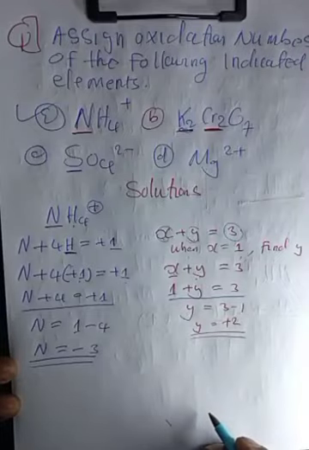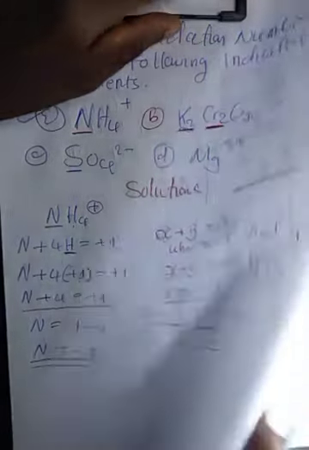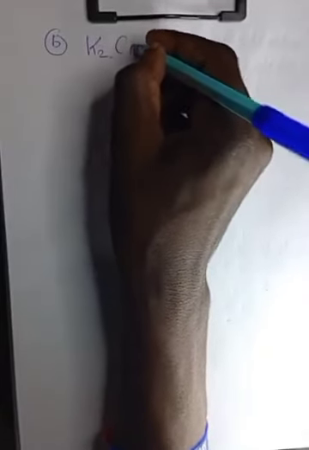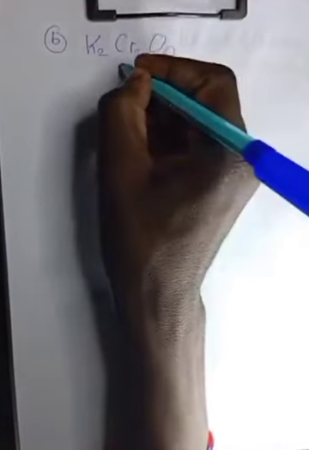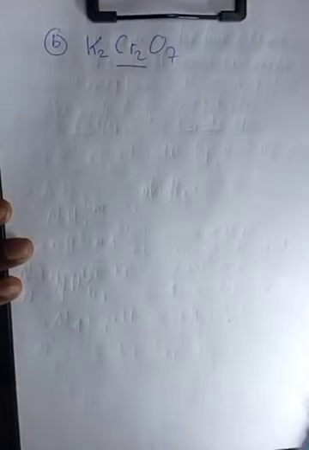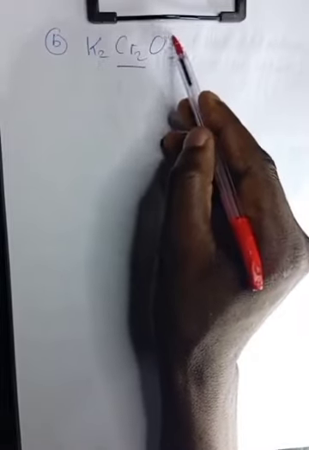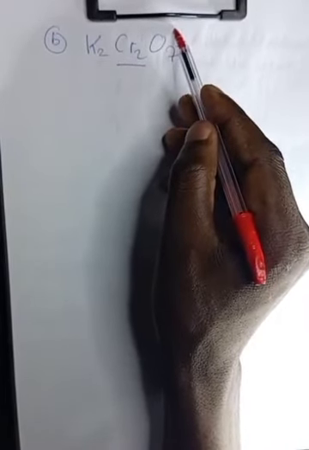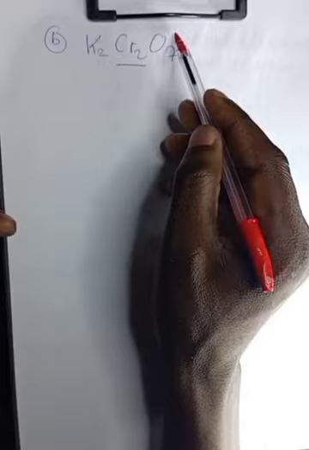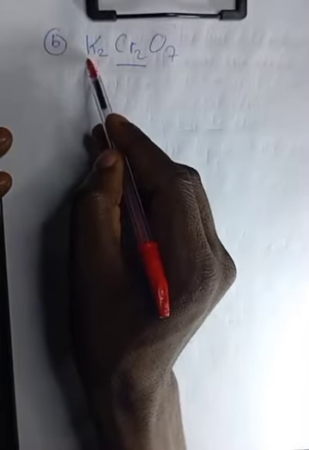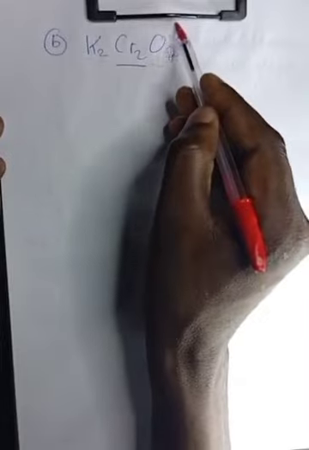So let's go for part B. B is basically simple as well. We have potassium dichromate, and they want us to find chromium. If we check, we don't have any charge. We say that the charge indicated on top of the element or compound is equal to the overall charge, meaning the summation of all the oxidation numbers of all the elements present is the charge that I indicate on top.